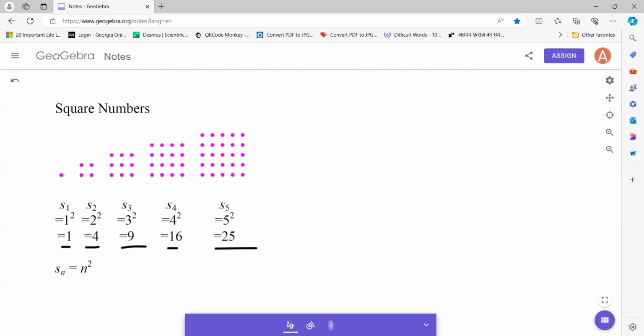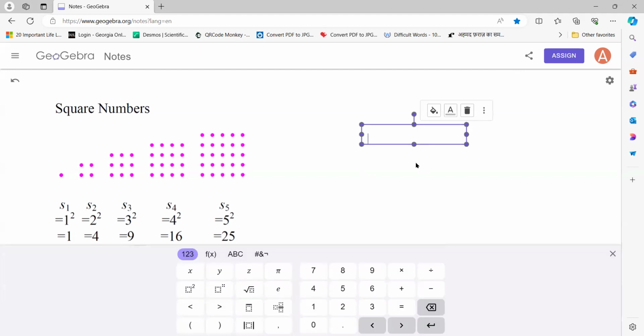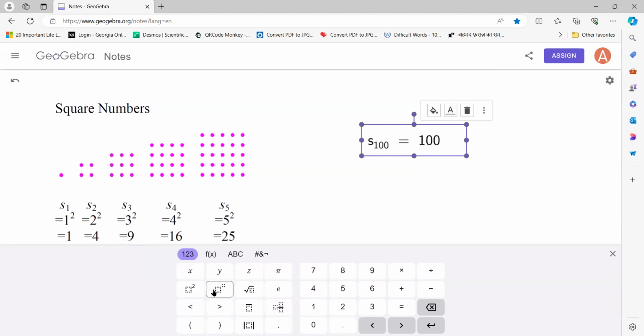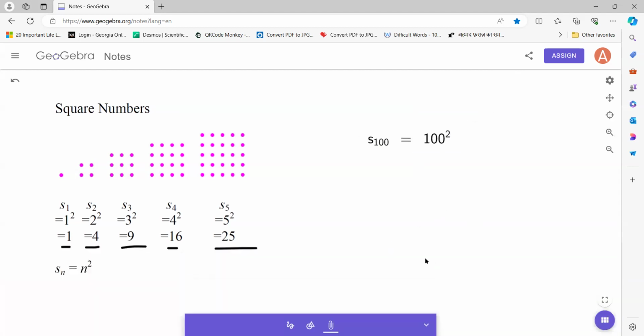So basically, consider the 100th square number. Let's write it down somewhere. S subscript 100. We use small s. S subscript 100 would simply be 100 squared. And that's it. And these numbers, if you use a dot to represent 1, you can arrange those dots into squares. Okay, there is a visual representation here.